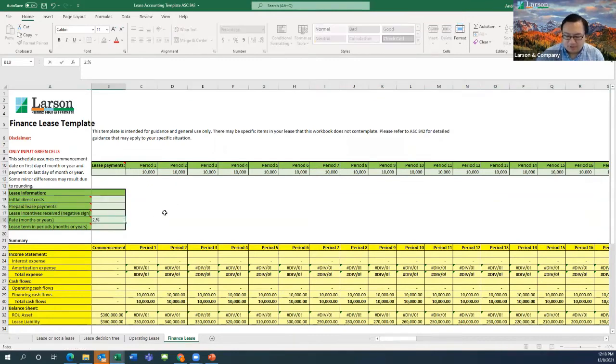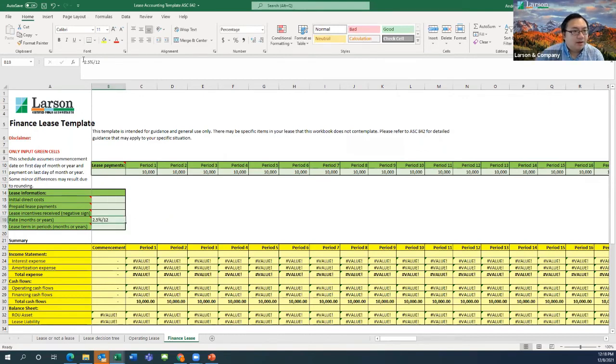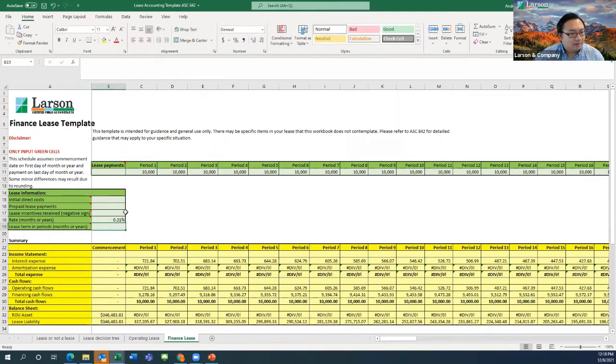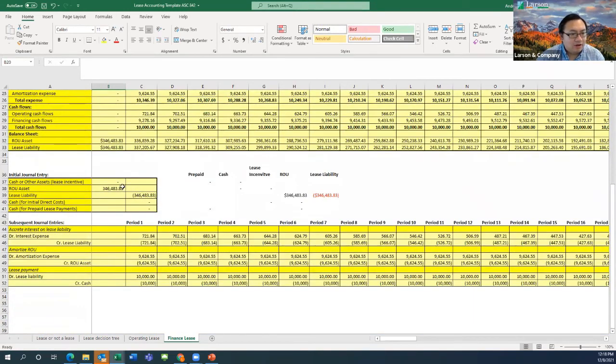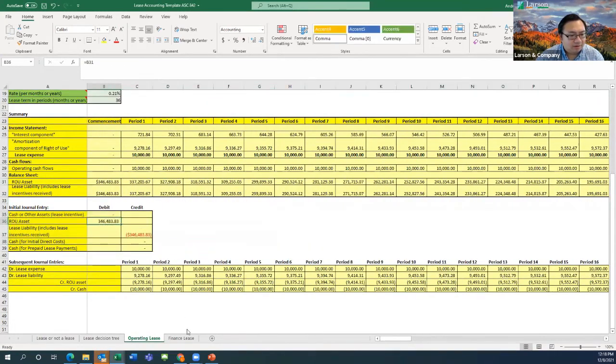2.5%. Keep forgetting to add the equal sign here. Lease term 36 months. You can see that the initial is still the same, 346,483. It's the same as what we have recorded in the first place.